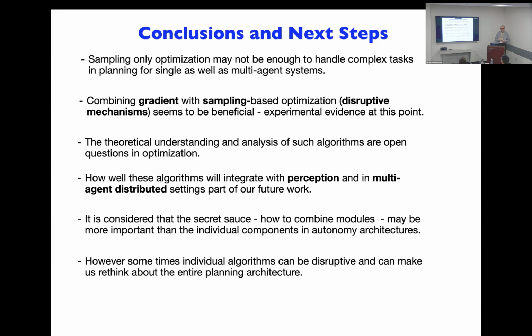Okay, so I want to wrap up this part of my presentation and say that sampling-only optimization may not be enough to handle very complex tasks. For planning scenarios for single or multi-agent systems, I do think that combining gradient and sampling-based optimization seems to be beneficial, and we have a lot of experimental evidence at this point that these methodologies can work very well.